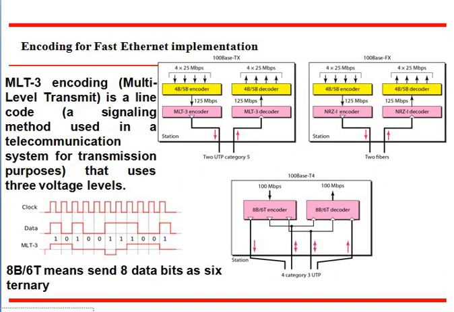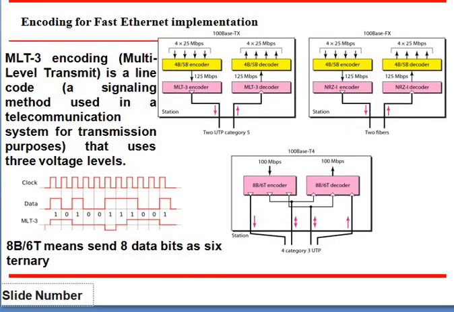The encoding for the fast Ethernet implementations 100BaseTX, 100BaseFX and 100BaseT4 we can see in this figure. We are going to use MLT-3, that means multi-level transmit 3, a line code, a signaling method used in telecommunication systems for transmission purposes that uses 3 voltage levels. 8B/6T means it sends 8 data bits as 6 ternary symbols.